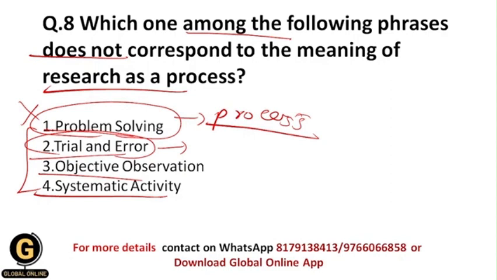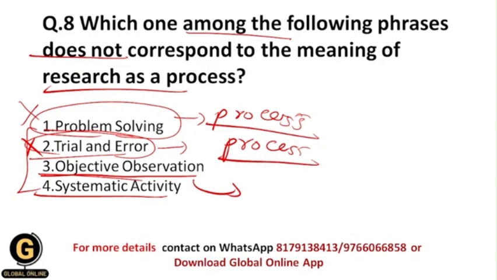Then whenever we get the errors, we repeat the same experiment again, and this is nothing but a process, or you can say it's a method. That's why this is again the meaning of research as a process. So this gets eliminated. Now, objective observation is a data collection method in which we fairly observe the participants.